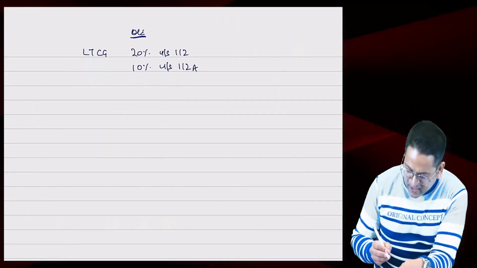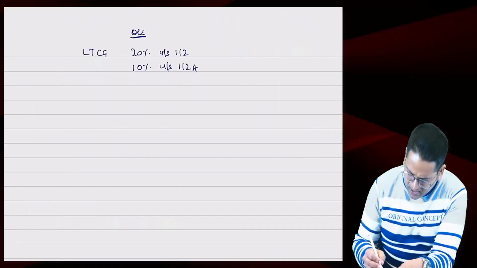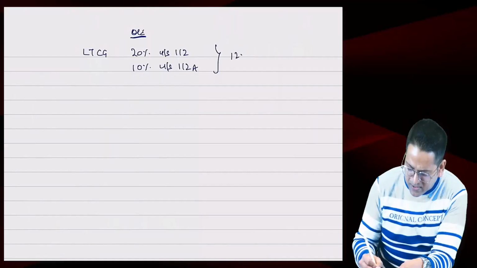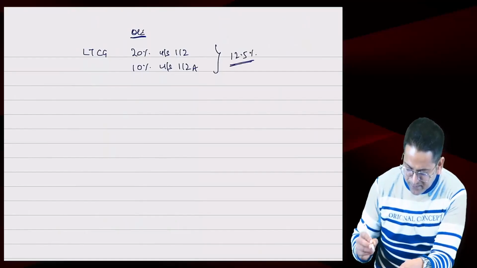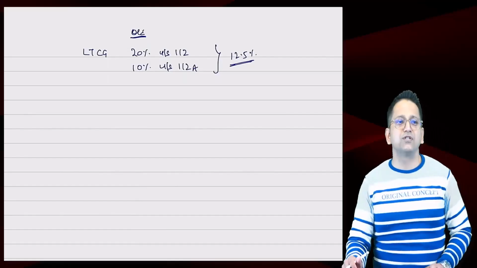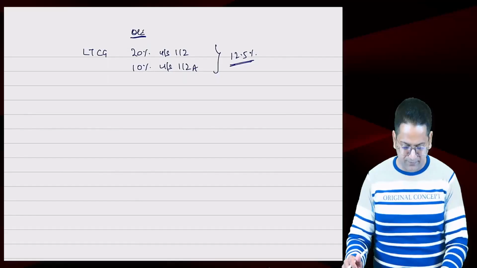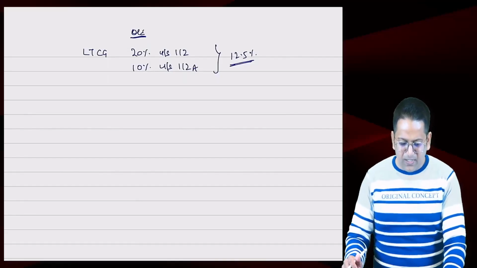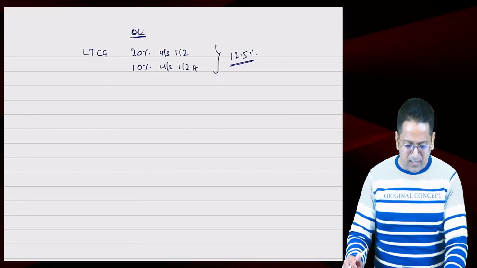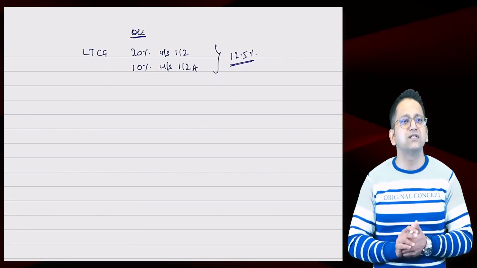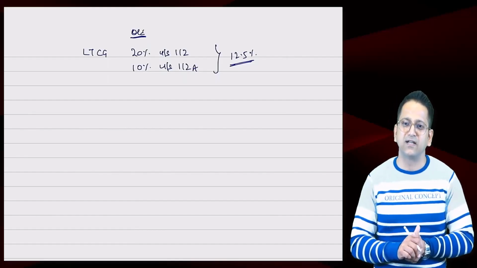This was the case. What has the government done? The government states that now none of this matters. They will take 12.5% tax directly. Means 20%, this 10%, 20% is all over. On long-term capital gains, directly 12.5% tax will be taken.